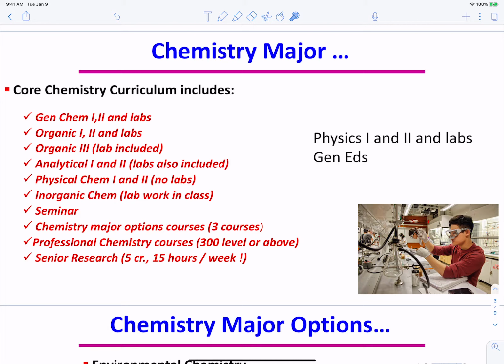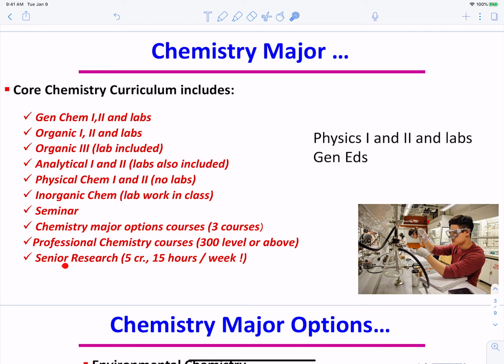Each senior then takes some chemistry major option courses. There are 3 courses involved here, and these are in the 3 option areas: natural products, polymer chemistry, or environmental chemistry. And then there are additional classes that you can take in professional chemistry, and these are defined as 300 level or above. Your advisor will work with you on looking at all of these courses.